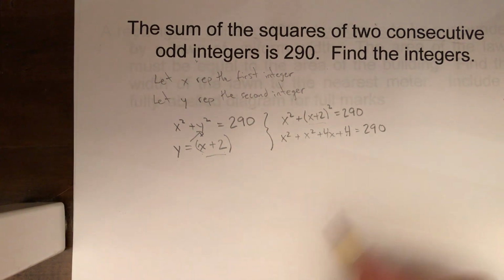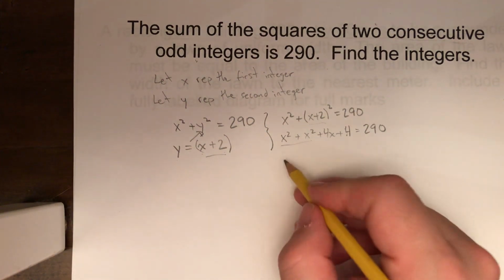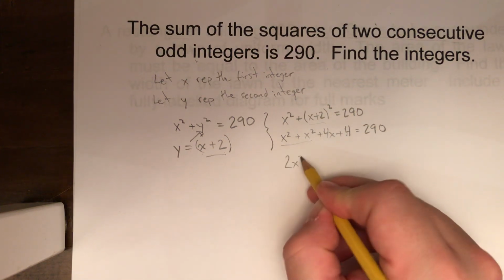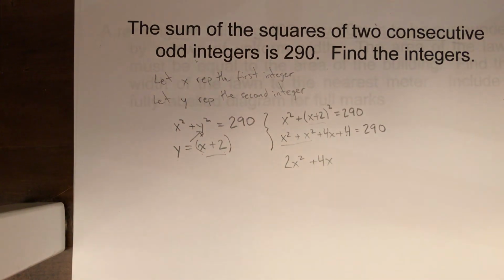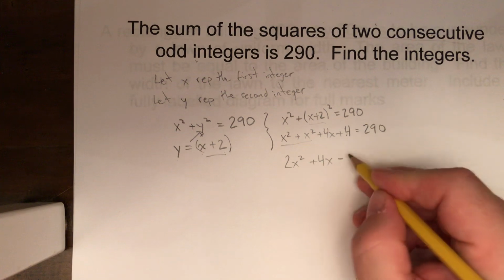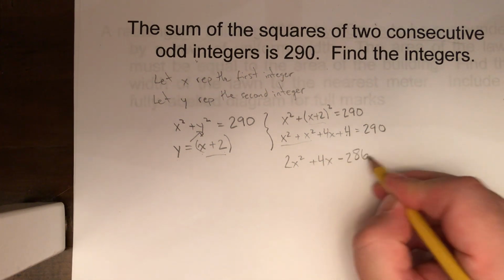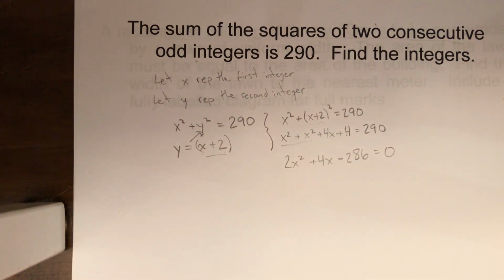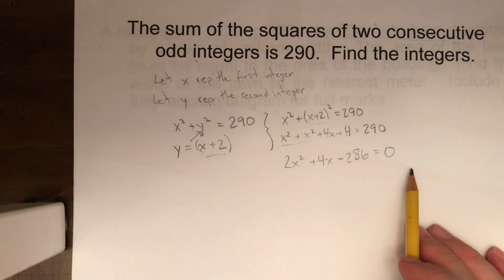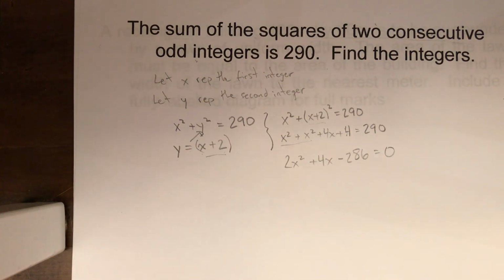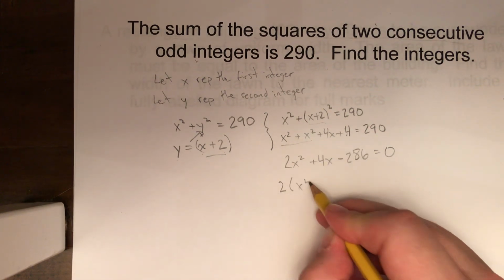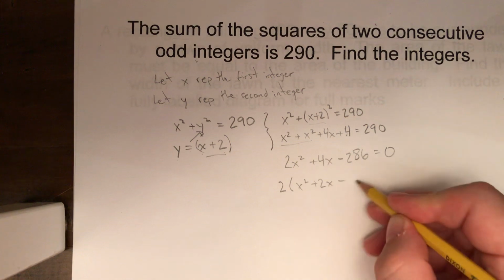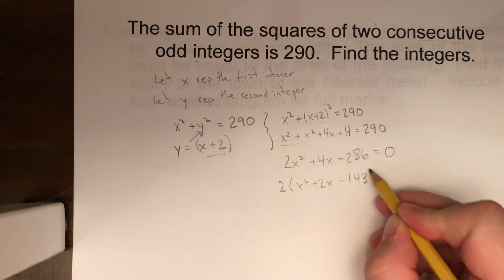Now I'm going to set this equal to 0 and collect like terms. I'm going to get 2x squared plus 4x, and then that comes across, becomes minus 290. So 4 minus 290 is minus 286. Here, I'm solving, so I'm looking at a common factor of 2. So I'll bring a 2 out. I'm left with x squared plus 2x minus 143.